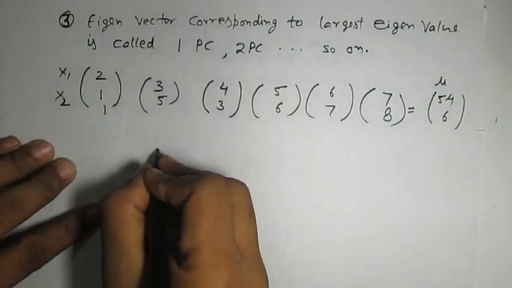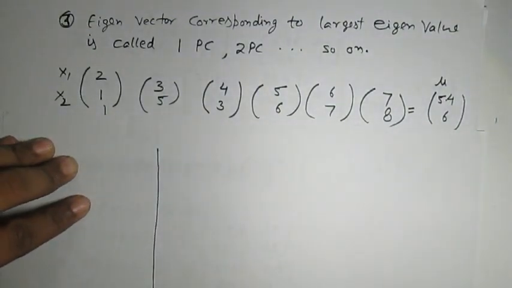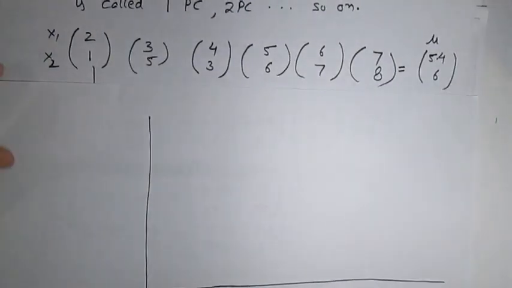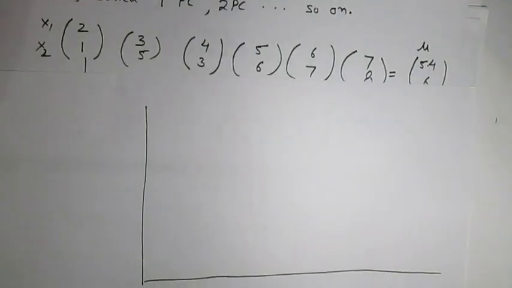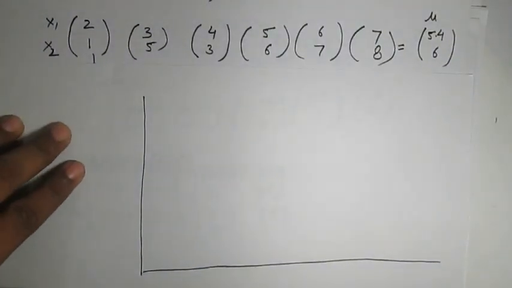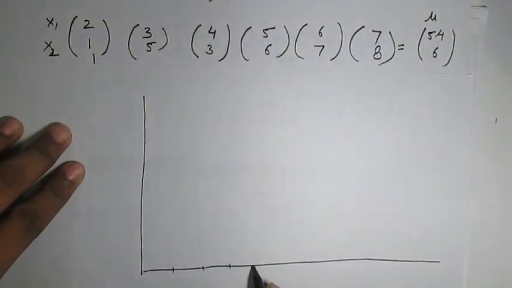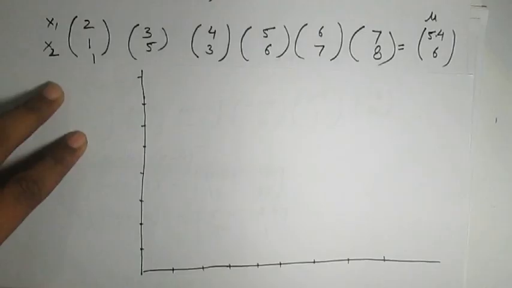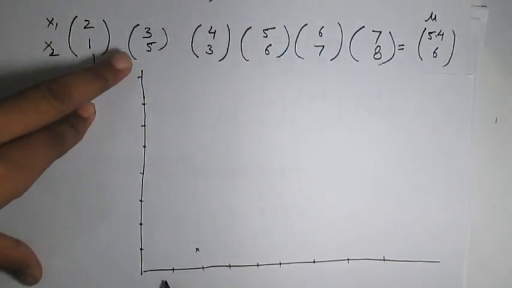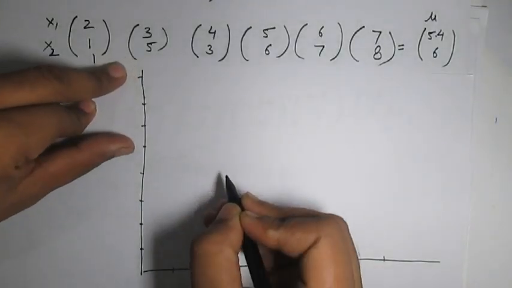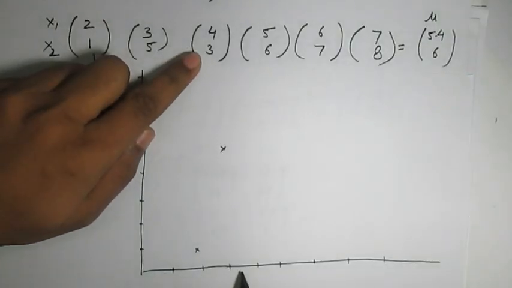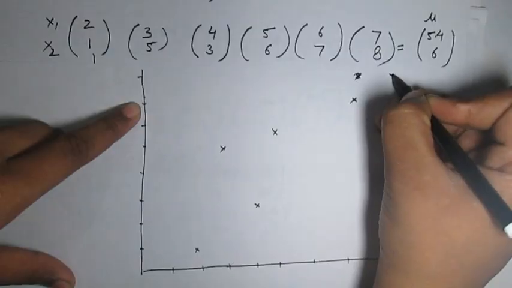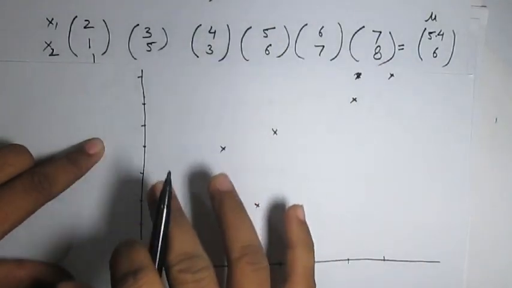Let us draw these points on 2D space. One, two, three, 4, 5, 6, 7, 8. 1, 2, 3, 4, 5, 6, 7, 8. 2, 1, this point. 3, 5, it will come here. 4, 3 will be here, and 7, 8 will be here. So these are the original points represented in a 2D space.